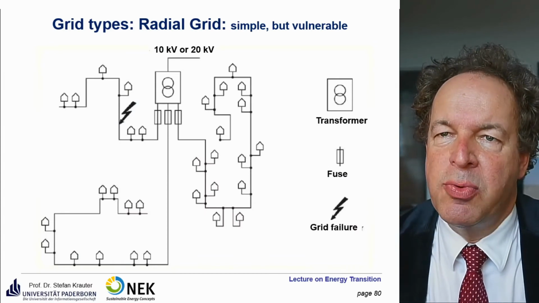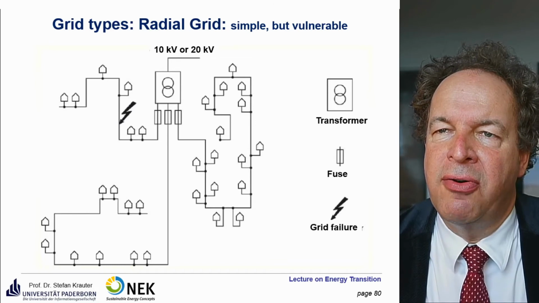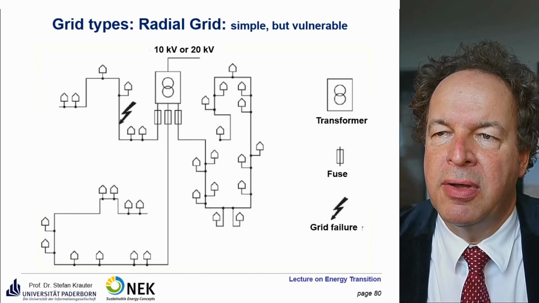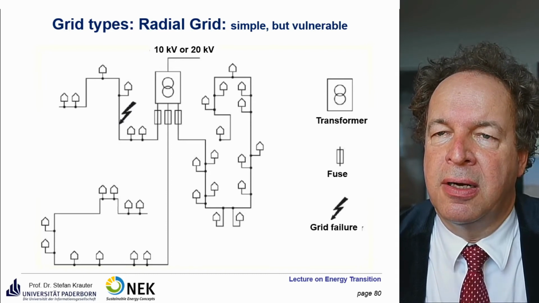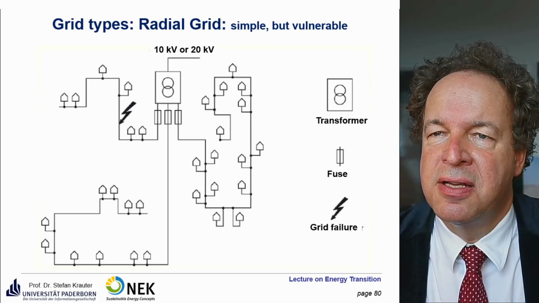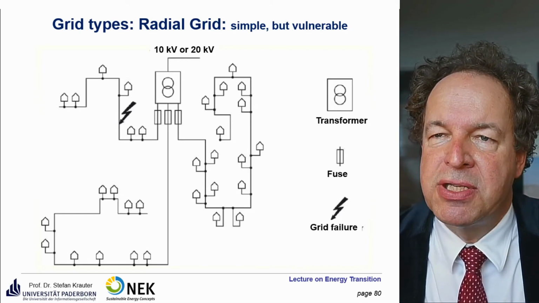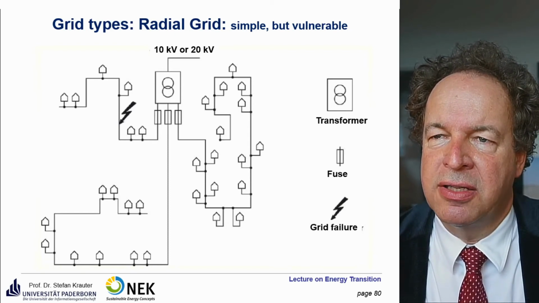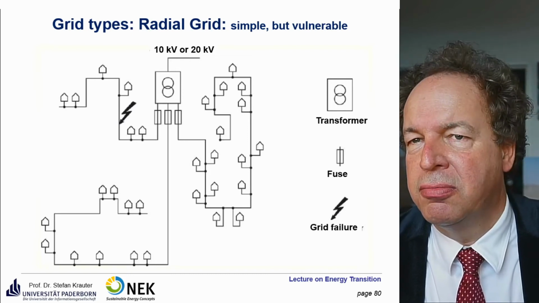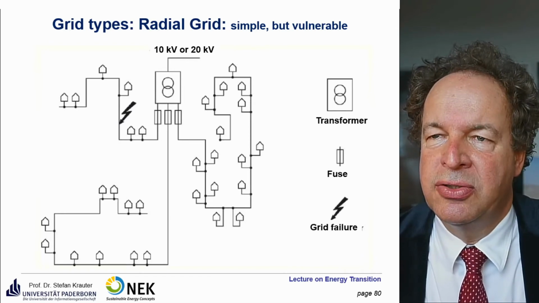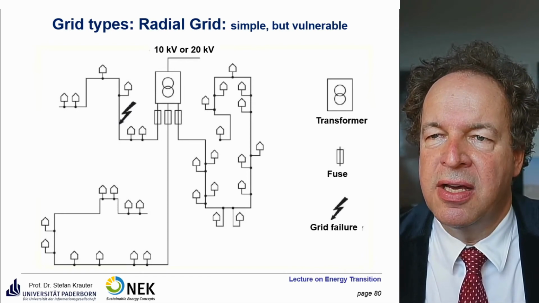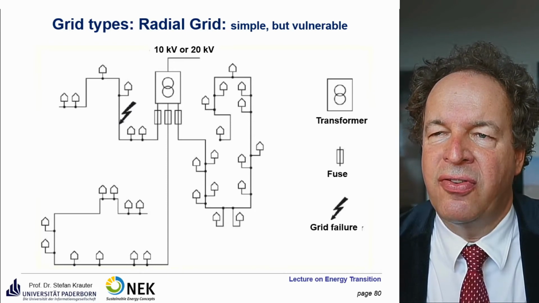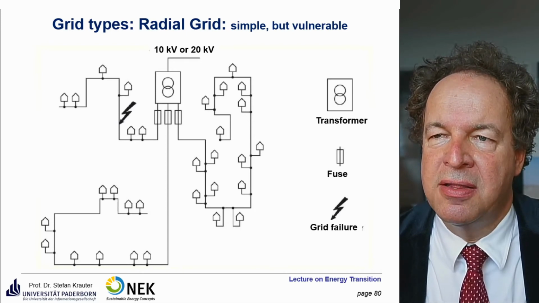The grid types. Traditionally we have the radial grid. This was also the case at the introduction of electricity in Germany. Many countries, such as the United States, still have the radial grid. It's the cheapest way to make it, and it's quite simple. You just have a star: a power plant, and then rays which go out to the different consumers. The problem is if a failure occurs, you have a lot of people without electricity. There is no backup.